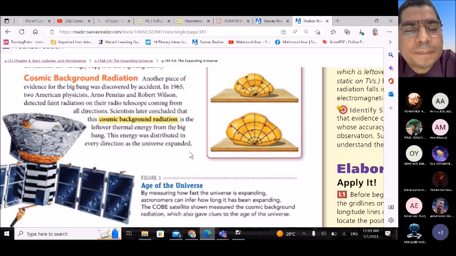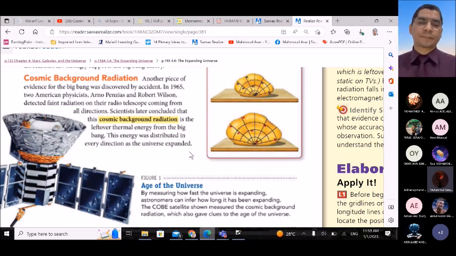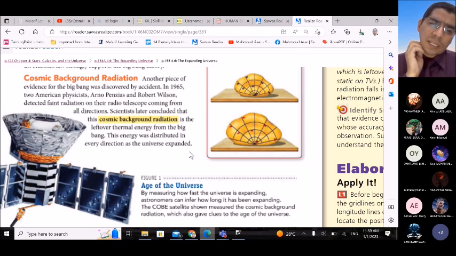Scientists later concluded that this cosmic background radiation is the leftover thermal energy from the Big Bang. So when the Big Bang happened, it produced radiation. It's like when you break your house, God forbid, you see the dust spread around everywhere, right? So the same happened with the Big Bang. It left radiation in the vacuum, and it is a sign that the Big Bang happened.